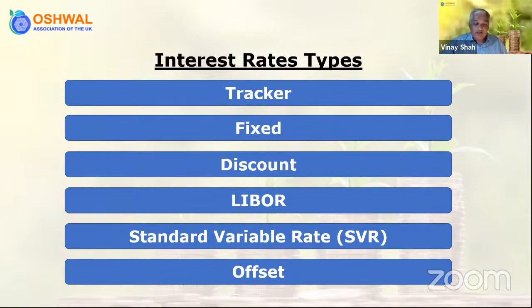Fixed rate mortgages, as the name suggests, the interest rate is fixed for a number of years, usually between 2 and 5 years, or even possibly longer, and just gives you that stability in knowing that if interest rates do go up and even come down, you know how much you're going to be paying on a monthly basis for that term of the mortgage being fixed.